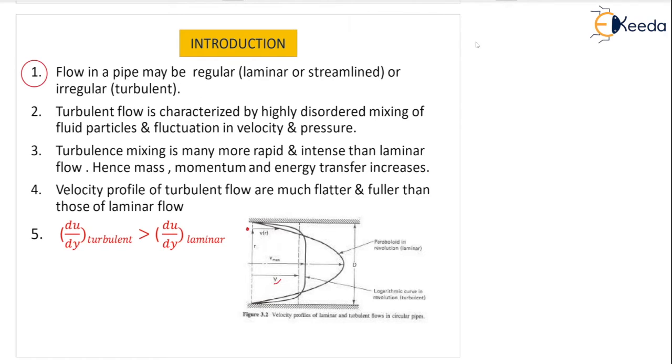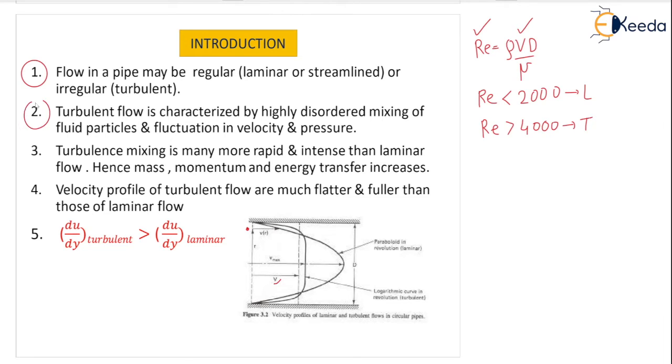Correct? So what is the Reynolds number formula for the pipe? Rho v d by mu. Correct? So if the velocity increases, the Reynolds number increases, and the flow may go from laminar to turbulent. When the Reynolds number is less than 2000, this will represent the laminar flow. When the Reynolds number is greater than 4000, this will represent the turbulent flow.